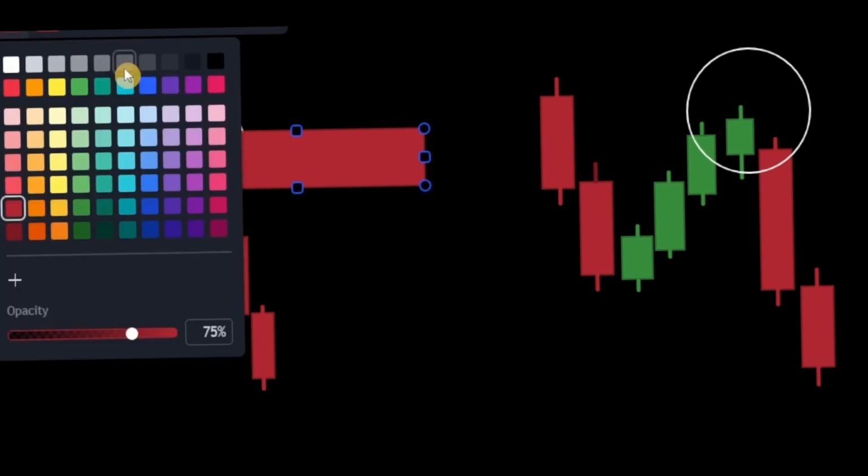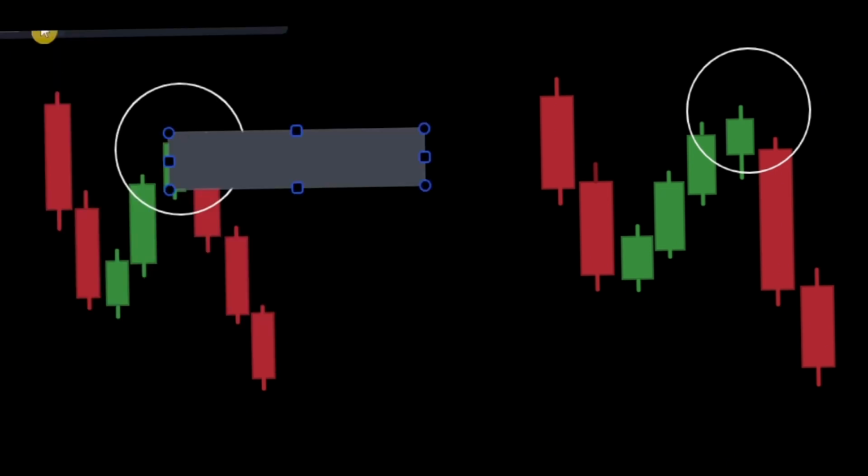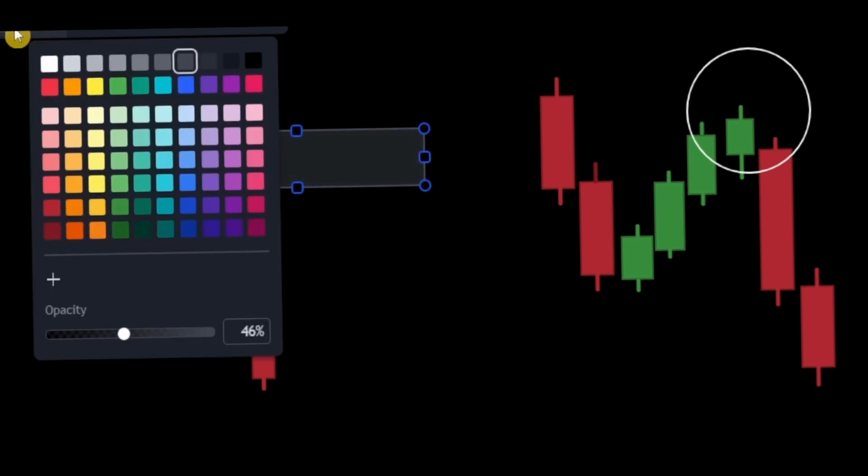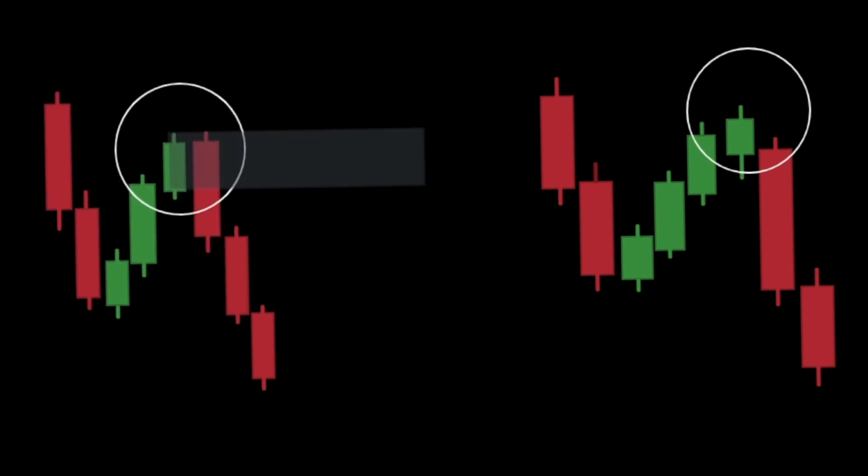Just give me a moment, guys. Let me just adjust some parameters. Go ahead and adjust this. All right, so that's okay now. Right, so here is our block.